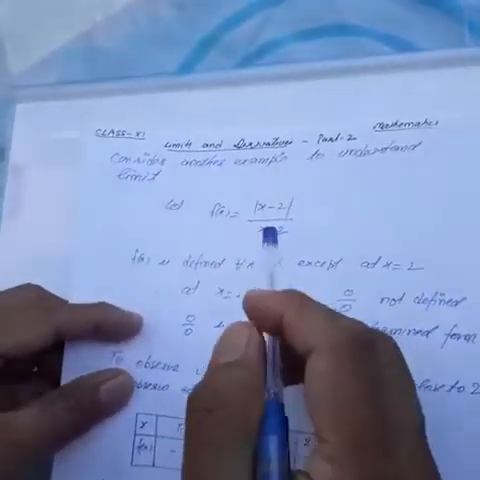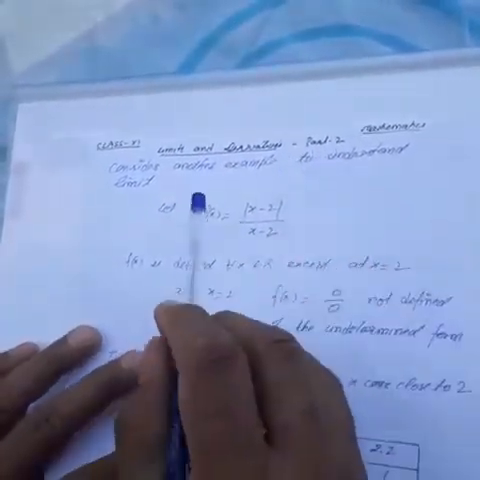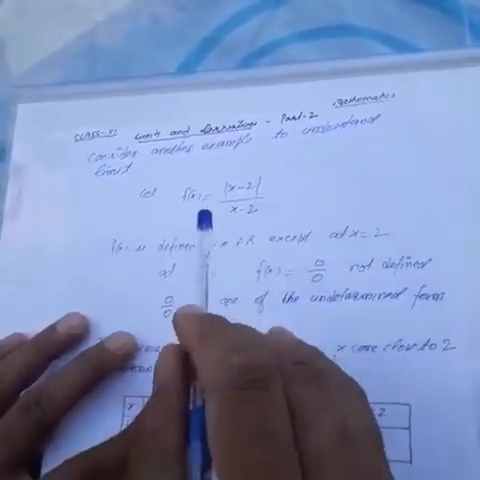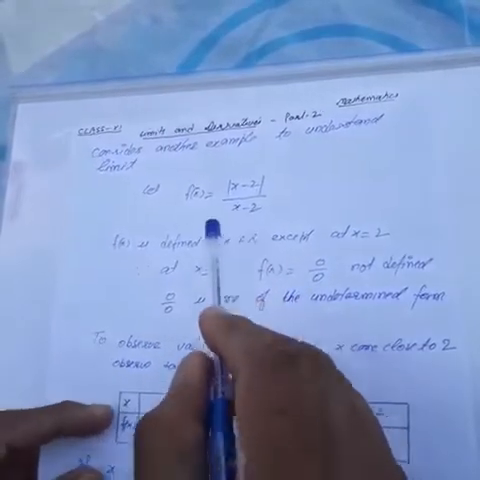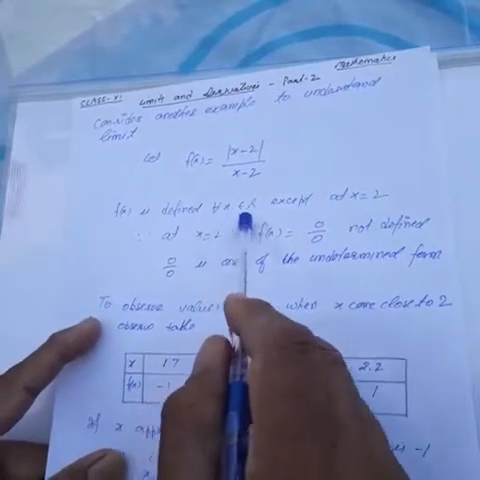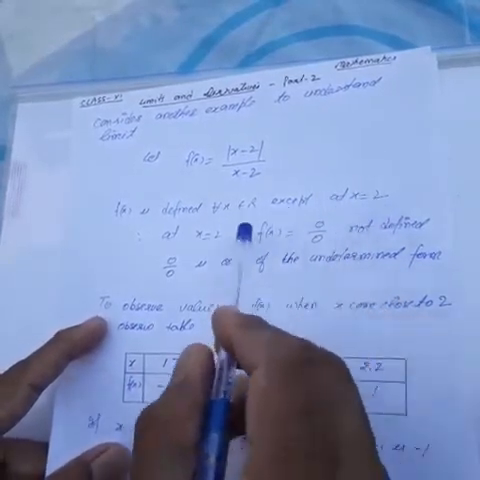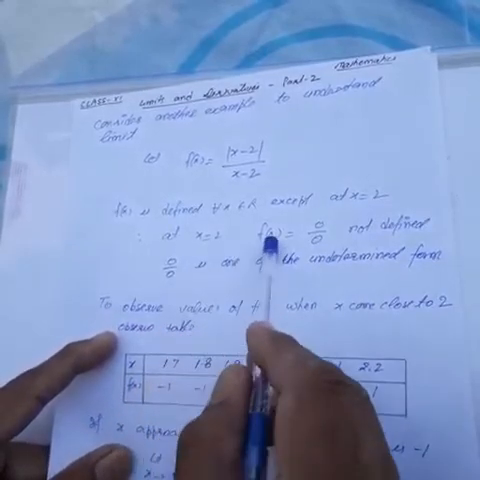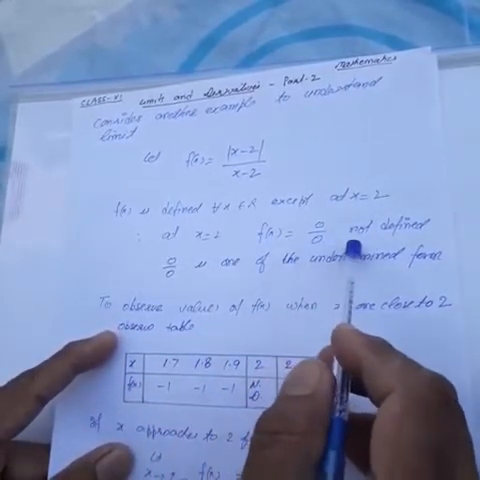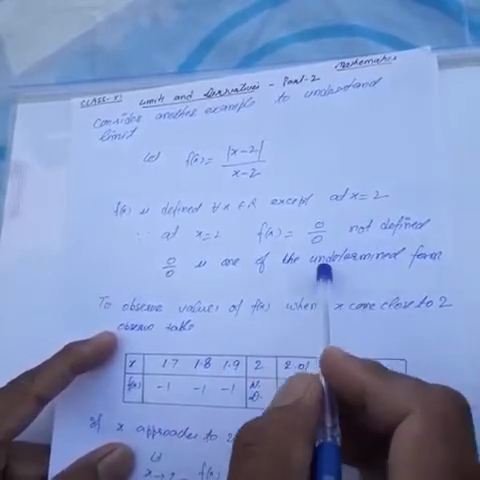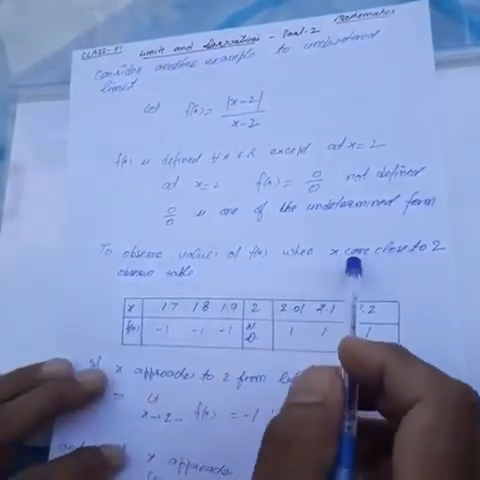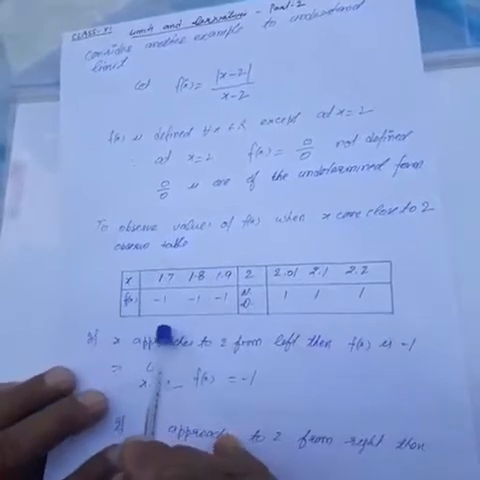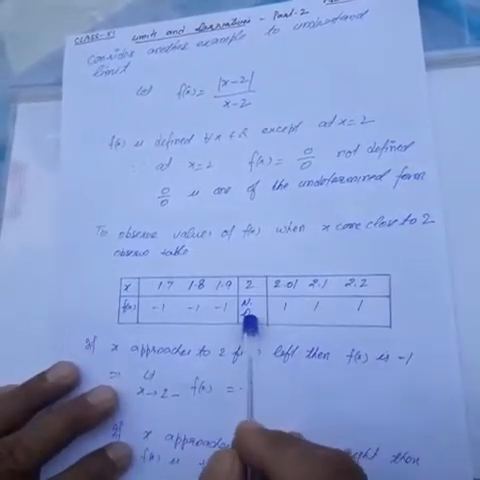Now consider another example to understand the limit. Let f(x) be equal to mod of (x minus 2) upon (x minus 2). Now f(x) is defined for all x except at x equal to 2, because at x equal to 2 f(x) is 0 upon 0, which is undetermined or indeterminate form. To observe the value of f(x) when x comes close to 2, you prepare a table. At x equal to 2, the function is not defined.